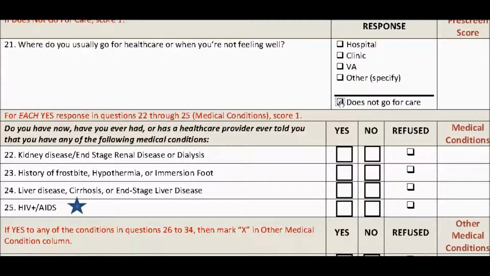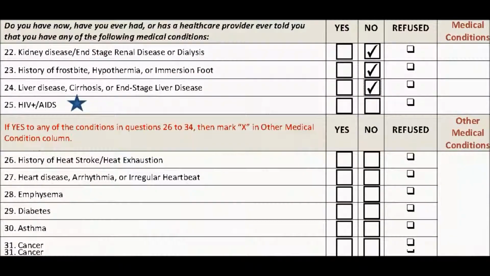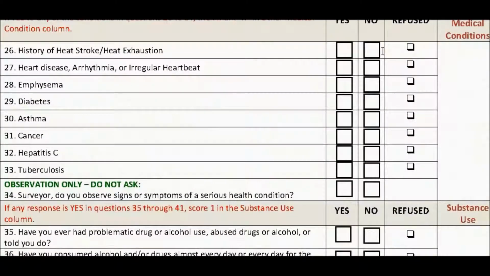Questions number 21 through 50 relate to wellness. Question number 34 is an observation question. Do you observe signs or symptoms of a serious health condition? You need to look for signs of open wounds, a hospital admission bracelet, or rotting flesh to be able to accurately answer this question.